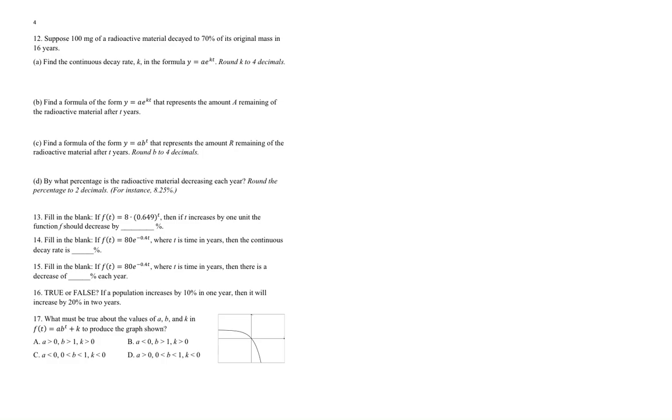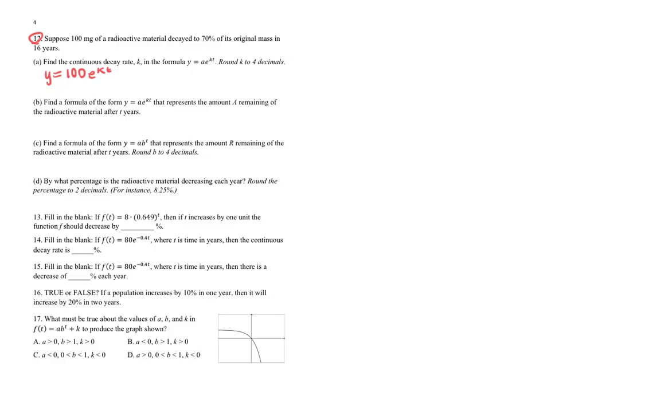Okay, so we're going to start with number 12, and we need to suppose that 100 milligrams of a material decayed to 70% of its original mass in 16 years, and we need to find the continuous decay rate in the formula y equals a times e to the kt. Okay, so we know a is our initial value, and so we know our formula is going to be of the form y equals 100 e to the kt, and so we just need to find what k is.